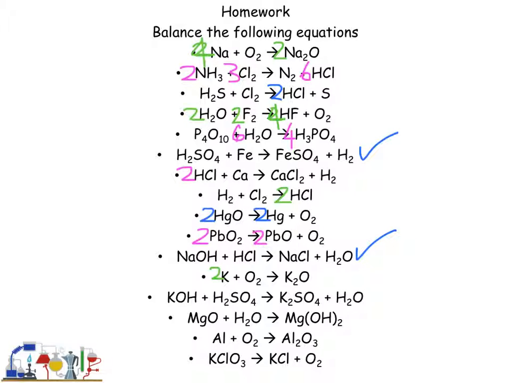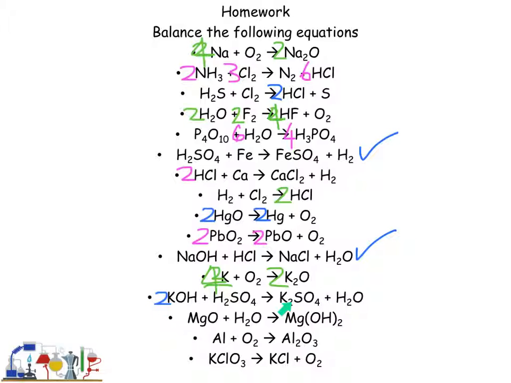Then I'm going to say 2 potassiums on the left, 2 potassiums on the right, 2 oxygens on the left, 1 oxygen on the right. Oh dear, I've just stuffed up my potassium. Sort that problem out. 4 potassiums on the left, and 4 potassiums on the right, 2 oxygens on the left, and 2 oxygens on the right. 1 potassium on the left, 2 potassiums on the right. I'm going to need a 2 over there, and let's try again.